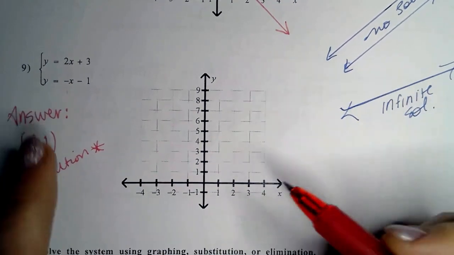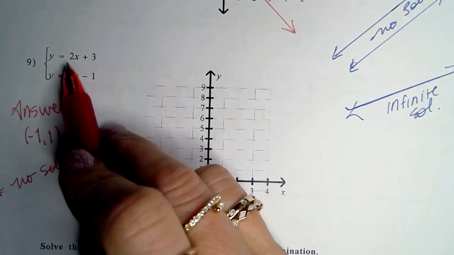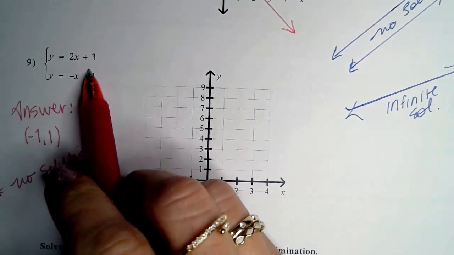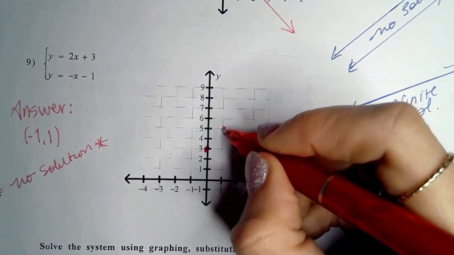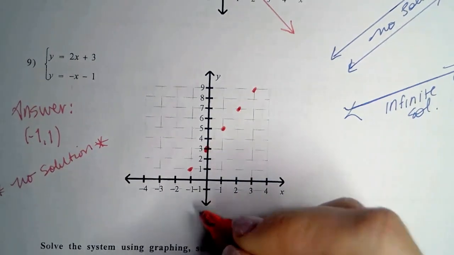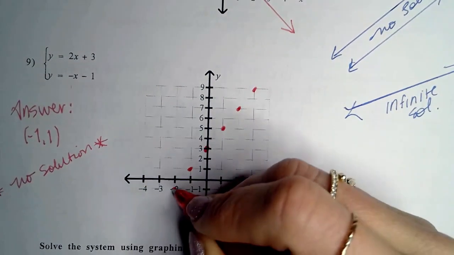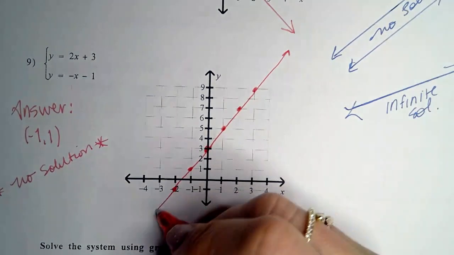All right, so let's look. Ready? When I graphed it, it starts at 3 on the y-axis. Where did we start this line? 3 on the y-axis. Good. And what's my slope? Up 2 over 1. Up 2 to the right 1, up 2 to the right 1, down 2 to the left 1, down 2 to the left 1. Okay, there's the line. I'm going to make it pretty long and go like this.